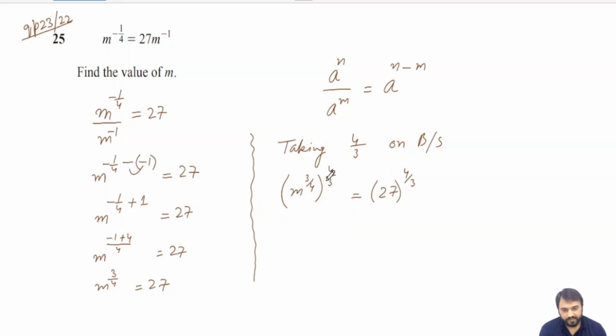We can cancel them because power of power they multiply, so 3 is going to cancel and 4 is also. We have m is equal to 27 whole power 4 over 3. We can make the prime factors of 27: 3 nines, 3 threes, and 3 one time, like this. So how many 3's do we have? We have 3 3's. So I'm going to write 3 raised to power 3 whole power 4 over 3, and of course they are multiplying, we can cancel them.